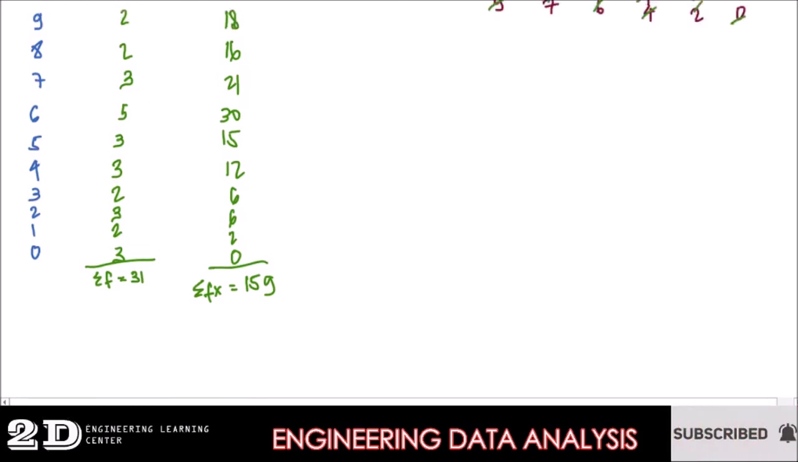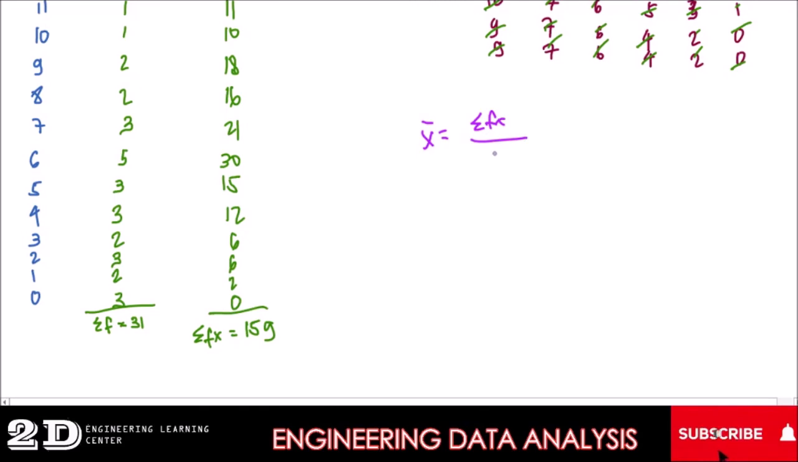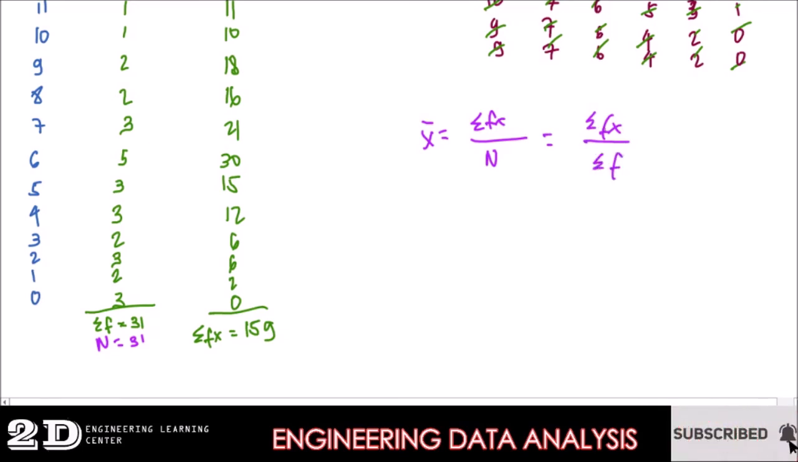So in solving the mean, we have our mean is equal to the summation of fx over n. So our n is also equal to the summation of f. So we could rewrite our formula as summation of fx over summation of f. But don't you ever dare to cancel out the f here, so that is not mathematically correct.